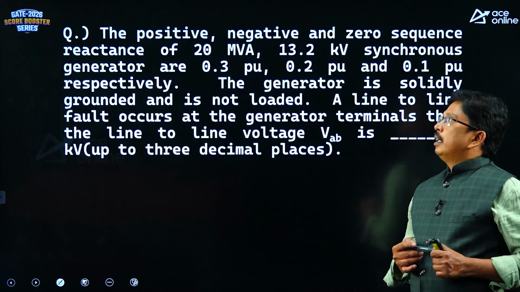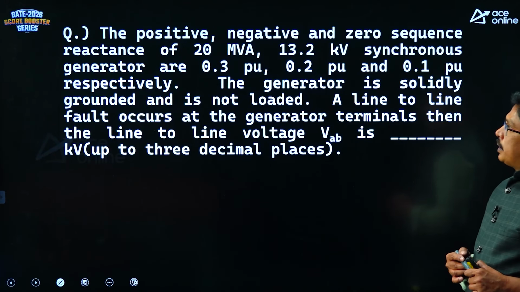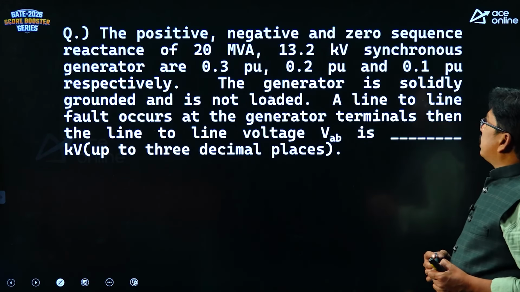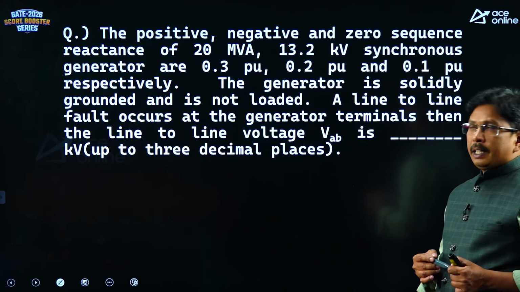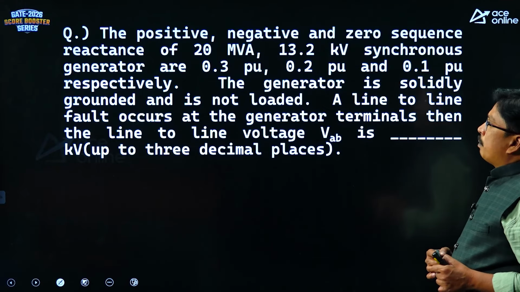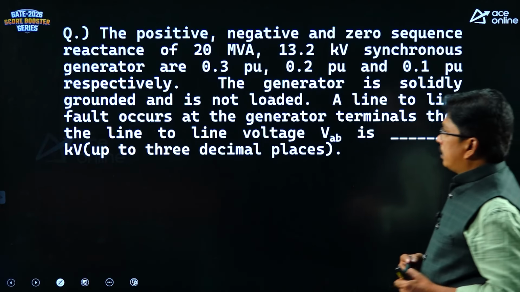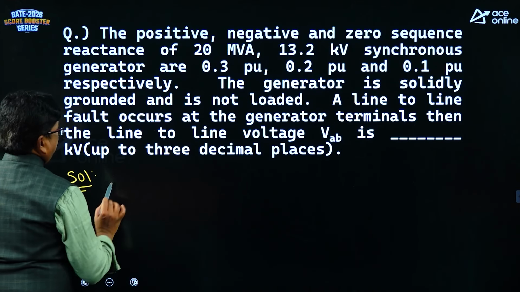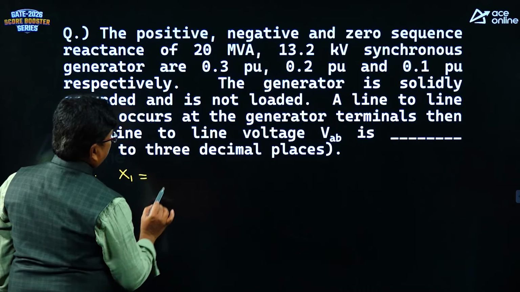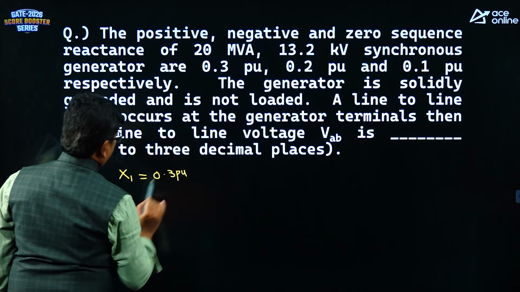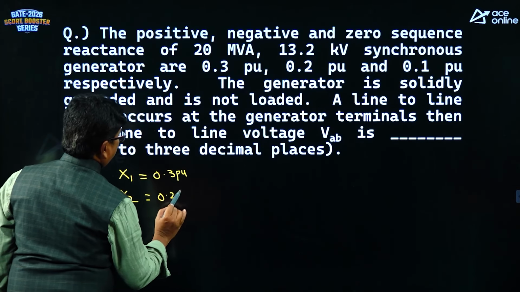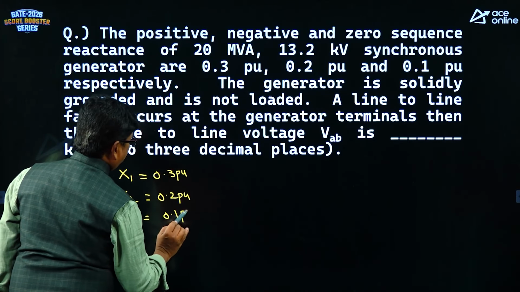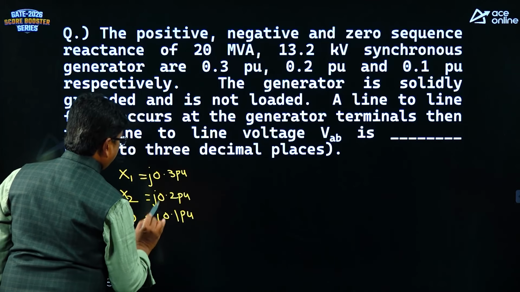Next question. The positive, negative and zero sequence reactances of a 20 MVA, 13.2 kilovolts synchronous generator are 0.3 per unit, 0.2 per unit and 0.1 per unit respectively. So it is given that positive sequence reactance is 0.3 per unit, negative sequence reactance 0.2 per unit, zero sequence reactance 0.1 per unit. You can write the reactances as J.